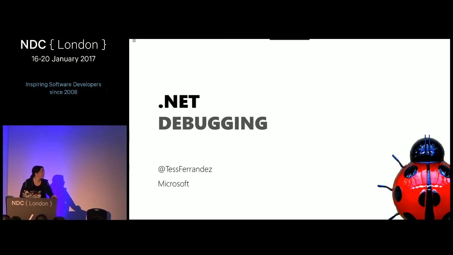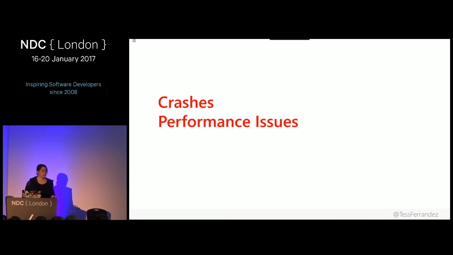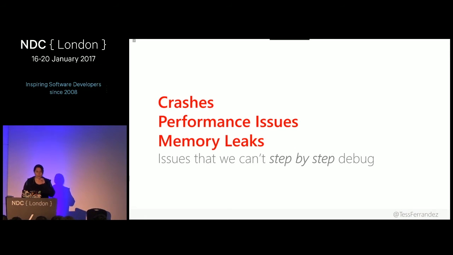Welcome to an hour of .NET debugging. We're going to be debugging those kinds of issues that you can't really step-by-step debug. So essentially crashes, performance issues, and memory leaks. And when you can't step-by-step debug, you have to resort to something else. And that something else is generally either profiling, which we'll be looking at a little bit in the performance section, but also mostly memory dumps.